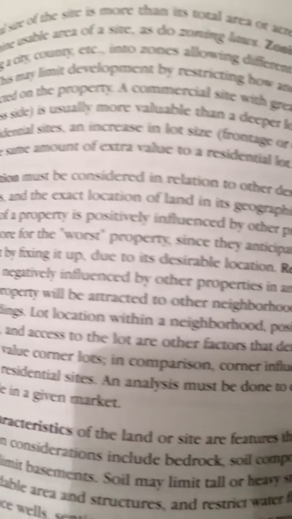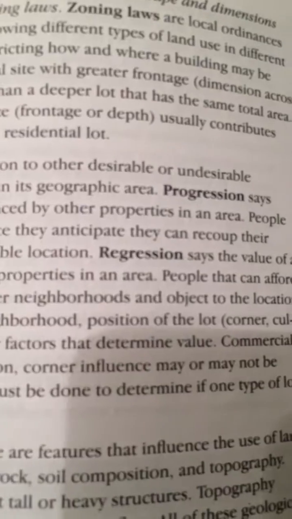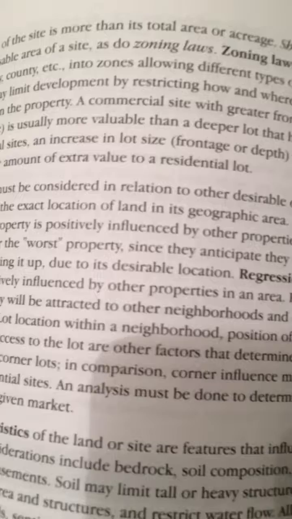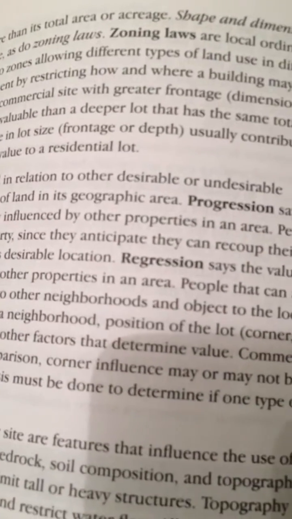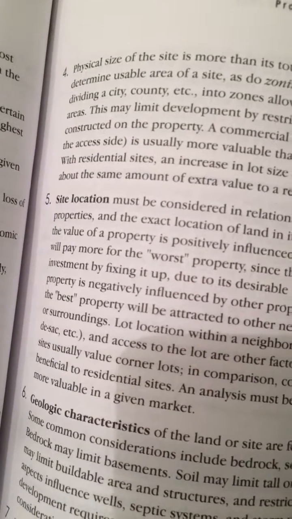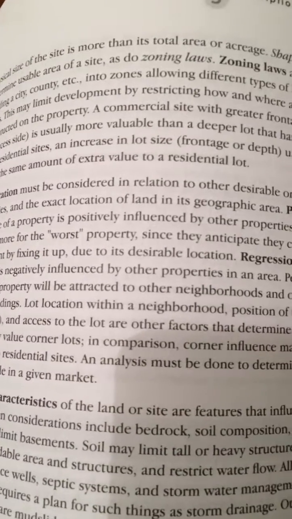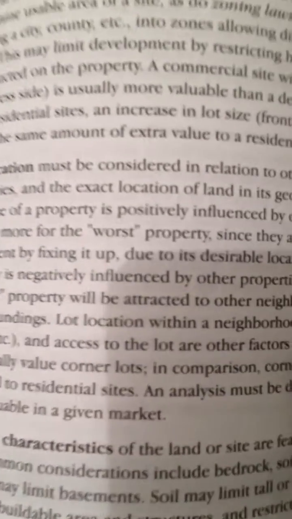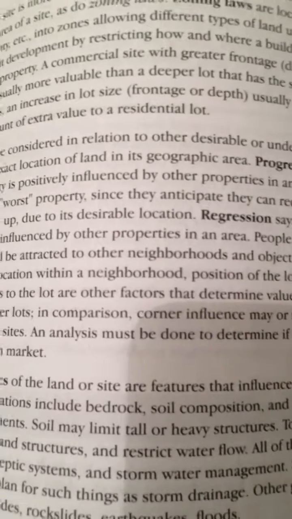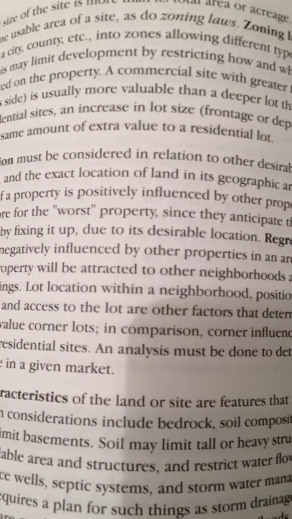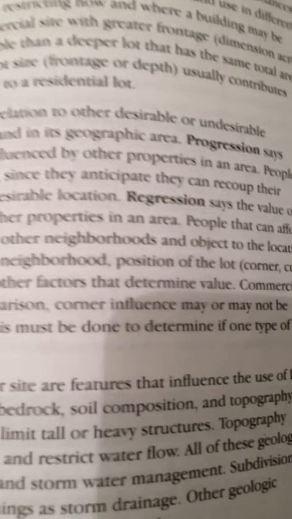5. Site location must be considered in relation to other desirable or undesirable properties and the exact location of land in its geographic area. Progression says that the value of a property is positively influenced by other properties in an area. People will pay more for the worst property since they anticipate they can recoup their investment by fixing it up due to its desirable location.